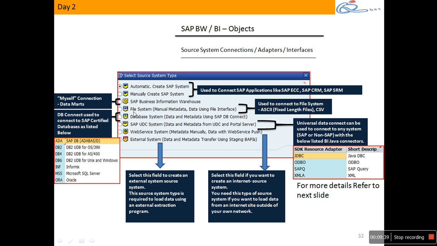We use this adapter connection when you want to extract data from files, or let's say flat files. It supports two types of files: CSV and fixed length file. What do you mean by fixed length file? When I say CSV, each field value is separated with a comma. And a fixed length file means you will not have any comma, no tab, no space, nothing. What they say is, first 10 characters is always customer number. Next 10 characters is always sales document number.